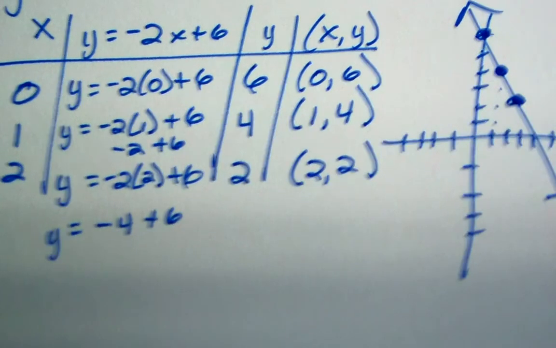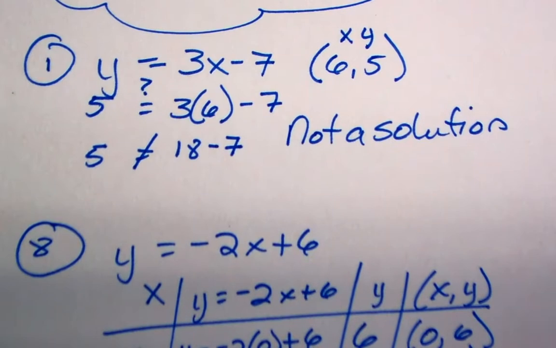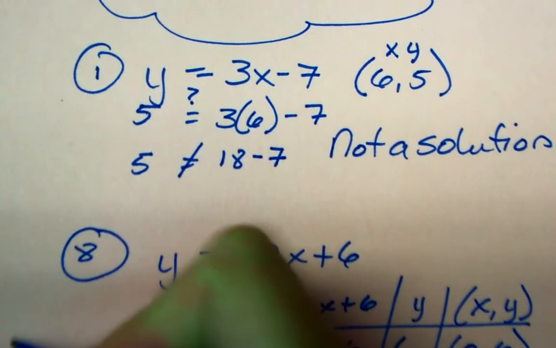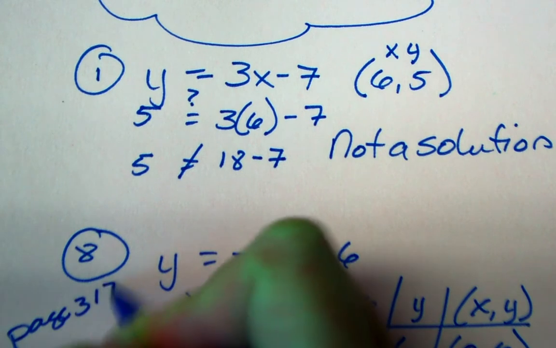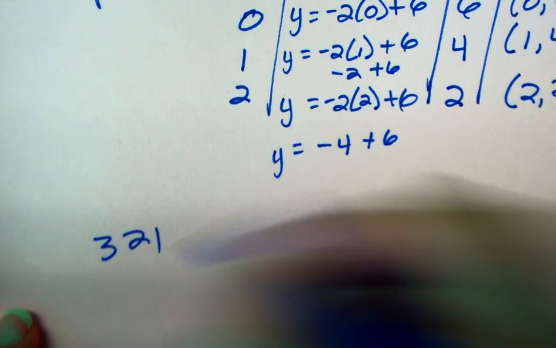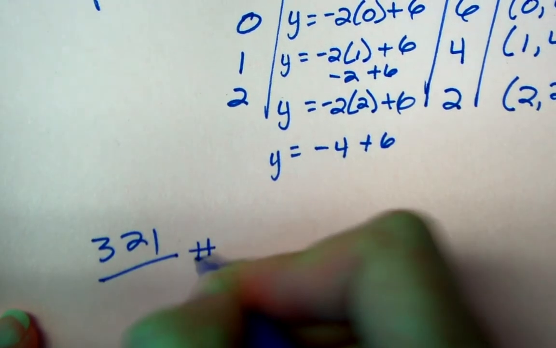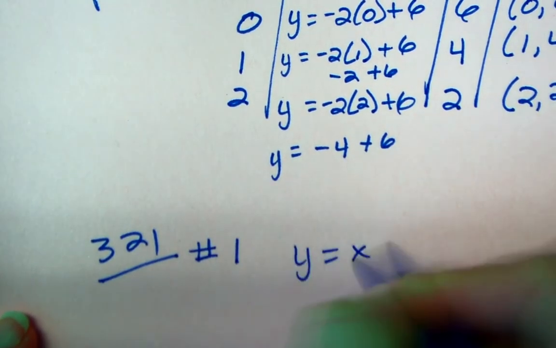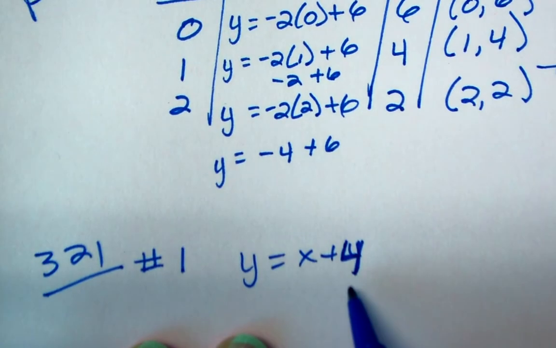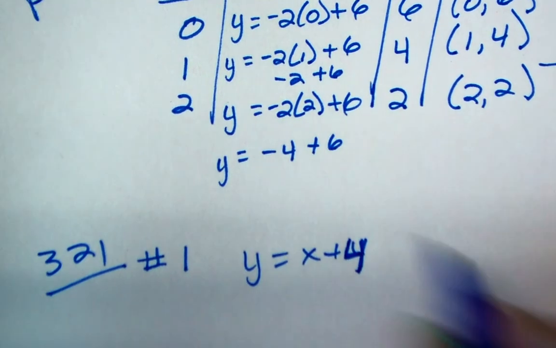So, the next type of problem that you'll see is where they're actually asking you to graph it. And that's kind of what we did already on number 8 on page 317. So this is going to be on page 321, and this is number 1. So y equals x plus 4. This would be one that you probably would see, something like this. So you make an ordered pair and then graph it.